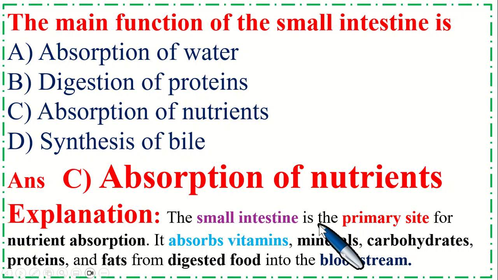The small intestine is the primary site for nutrient absorption. It absorbs vitamins, minerals, carbohydrates, proteins, and fats from the digested food into the bloodstream.